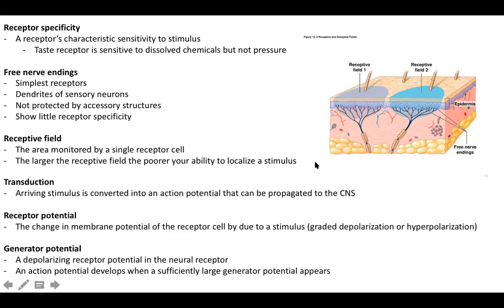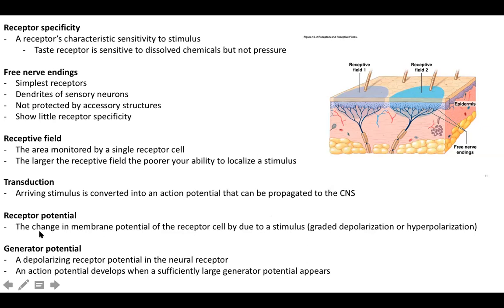So the larger the receptive field, the poorer the ability to localize the stimulus. When you have larger receptive fields, like on your back or on your leg, it's harder to specify exactly where the stimulus is, as opposed to sensation on your fingertips or on your hand or on your tongue, where you can specify more clearly where the sensation or the stimulus is. We talked about transduction, changing the stimulus of the receptor to an actual action potential.